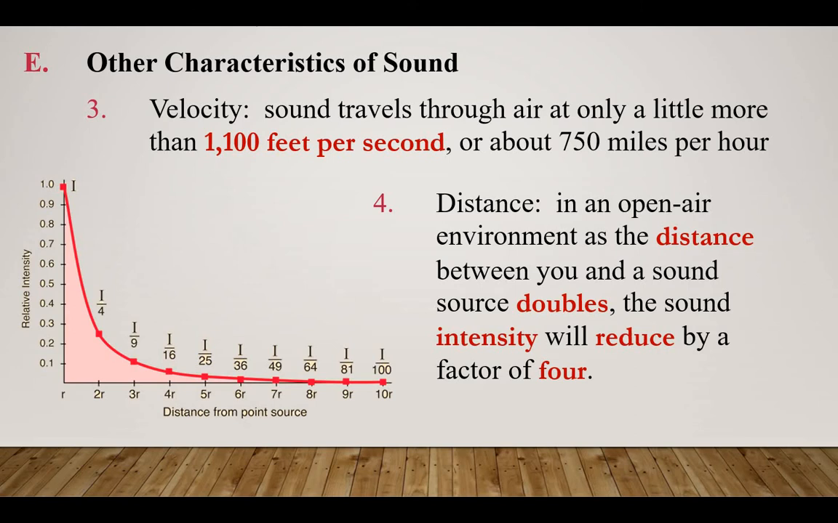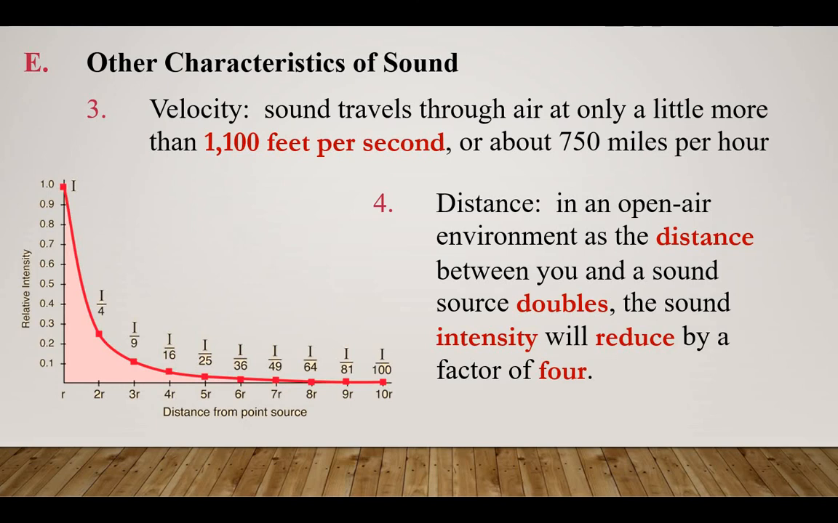Velocity, also important. Sound travels through the air at around 1,100 feet per second or about 750 miles an hour. This is why we have issues with things like echoing and how sound dissipates the further it travels, and we'll get more into that in just a bit.